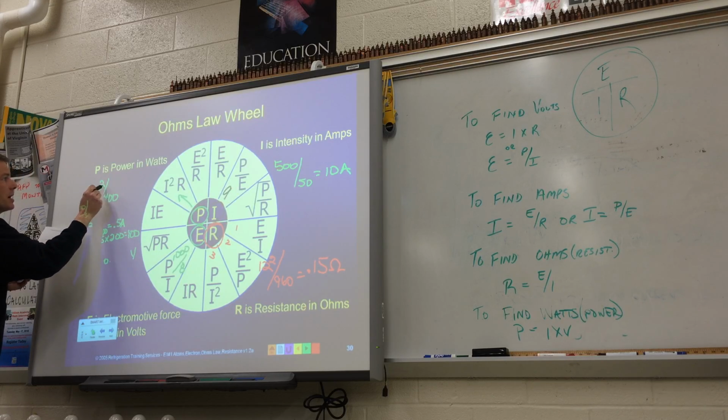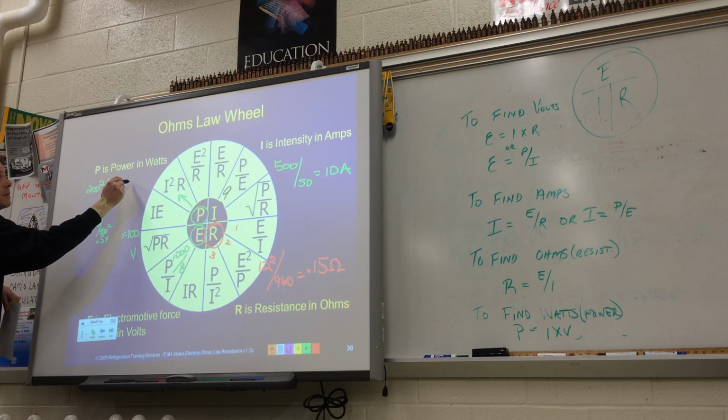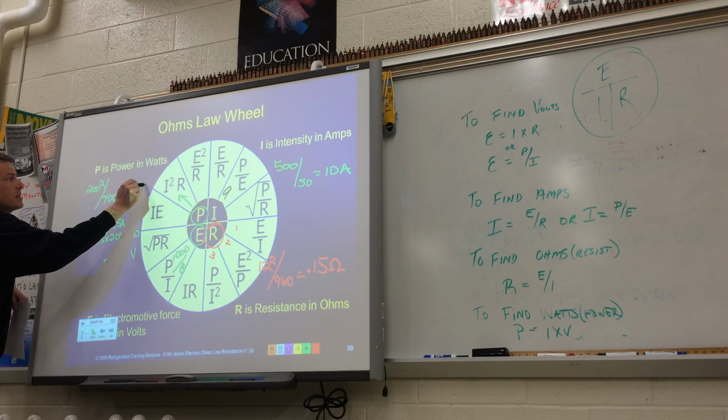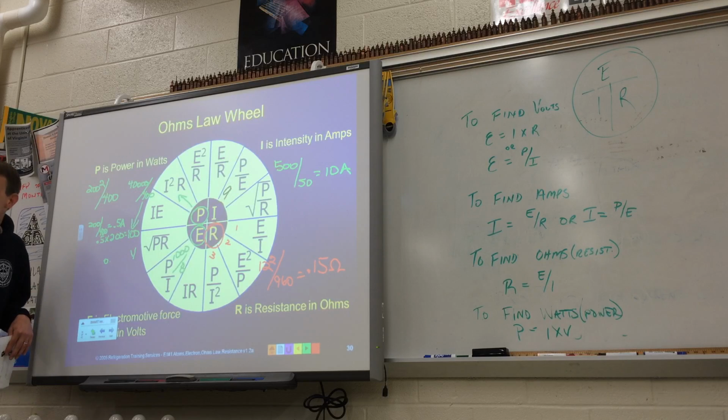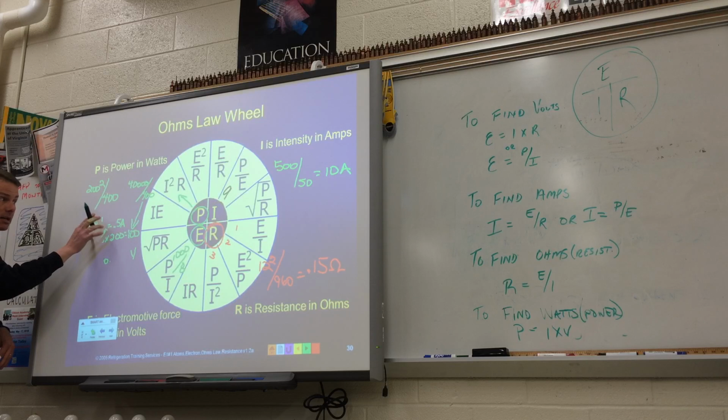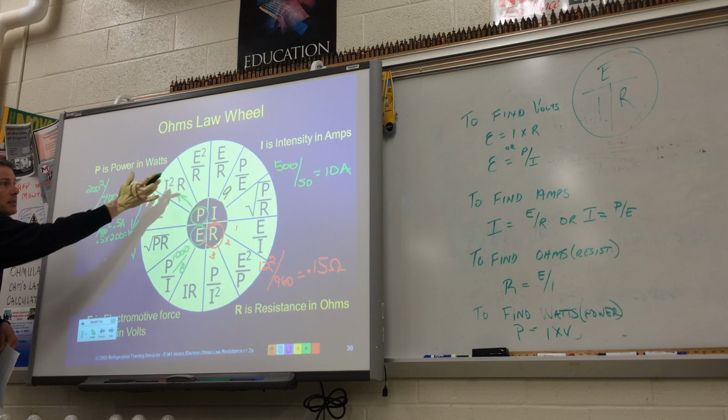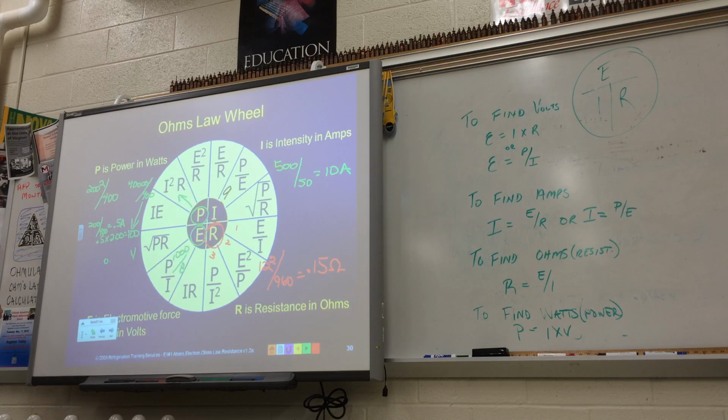Same thing here. 200 squared is what? 200 times 200? 40,000. And then you take the 40,000 and you divide it by 400, and what'd you get? 100. Same thing. 2 ways of doing it. One was using EIR and just switching it around because you had all that stuff to do EIR, right? And then the other way is just using this pi formula that expands for power.